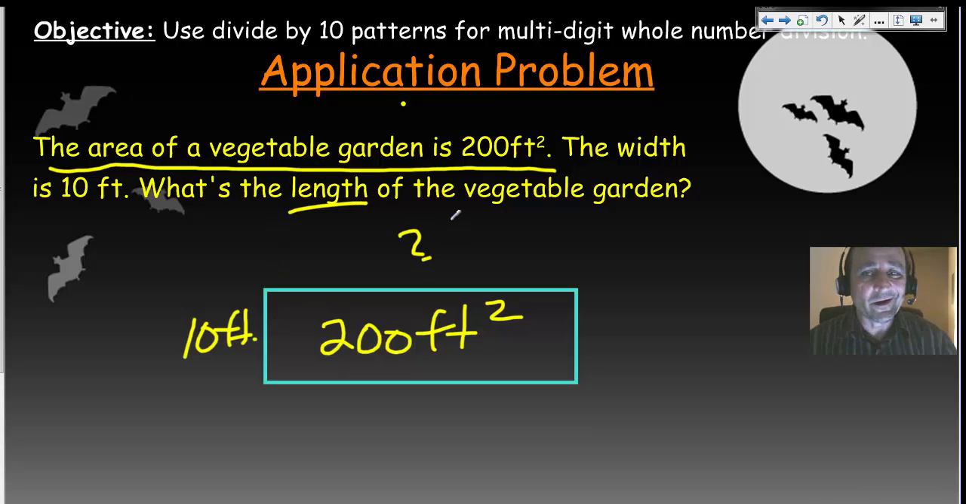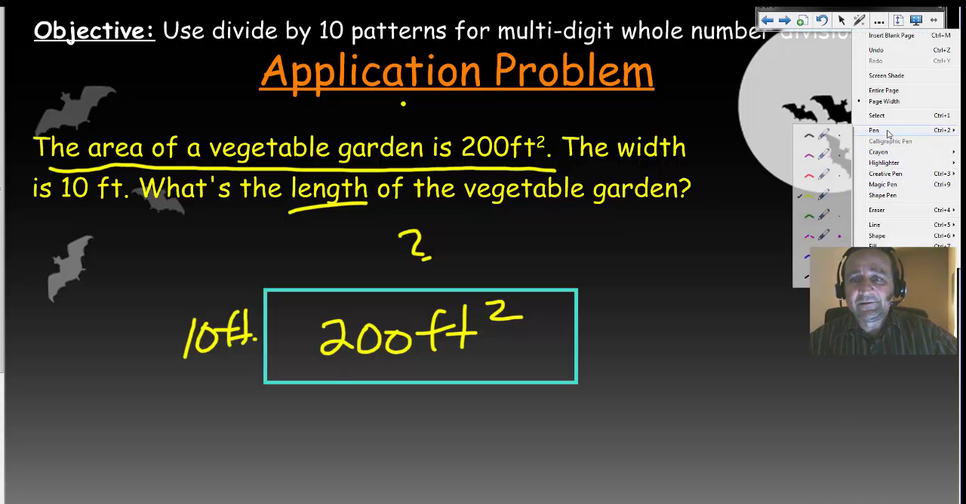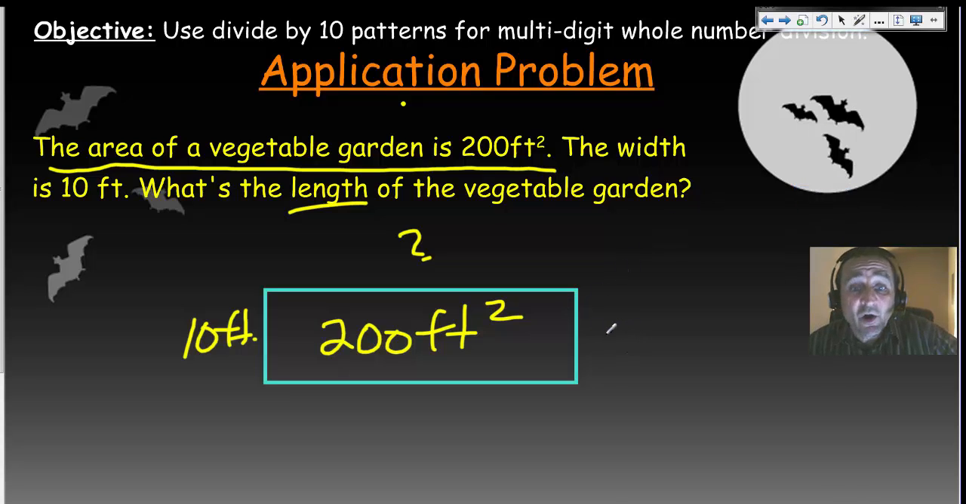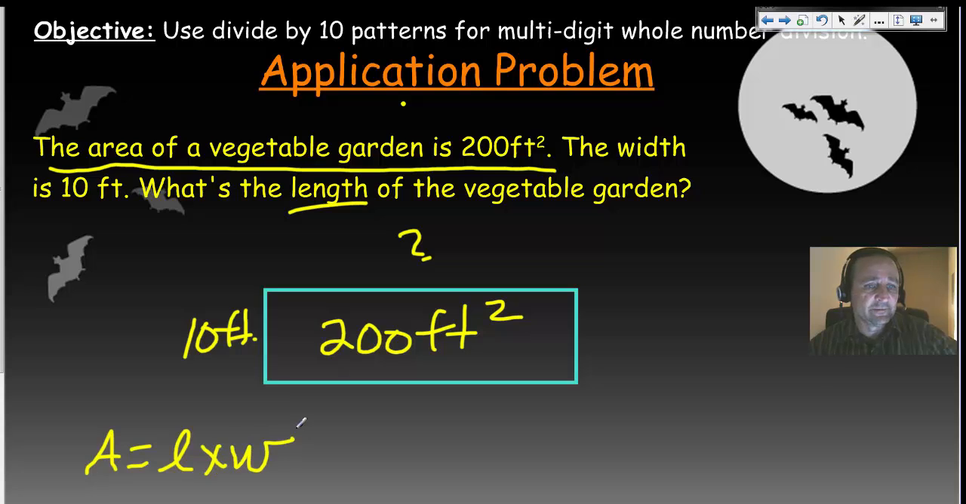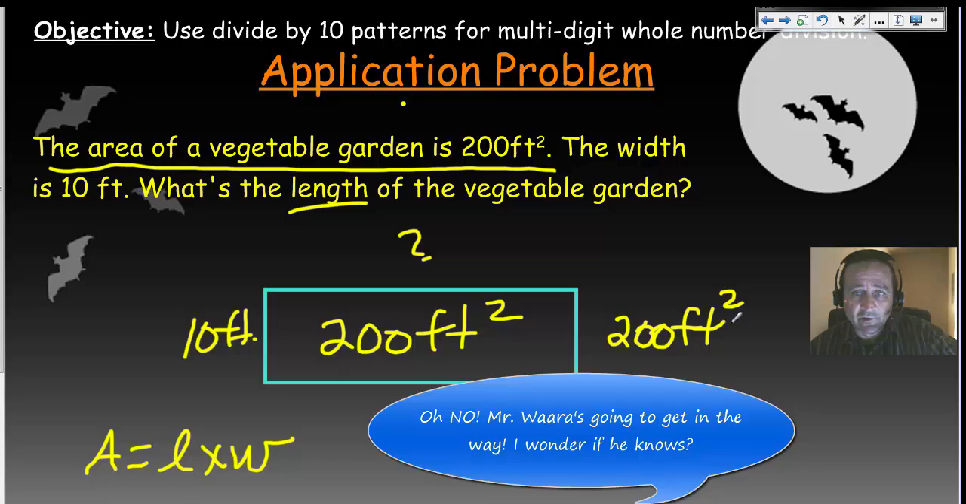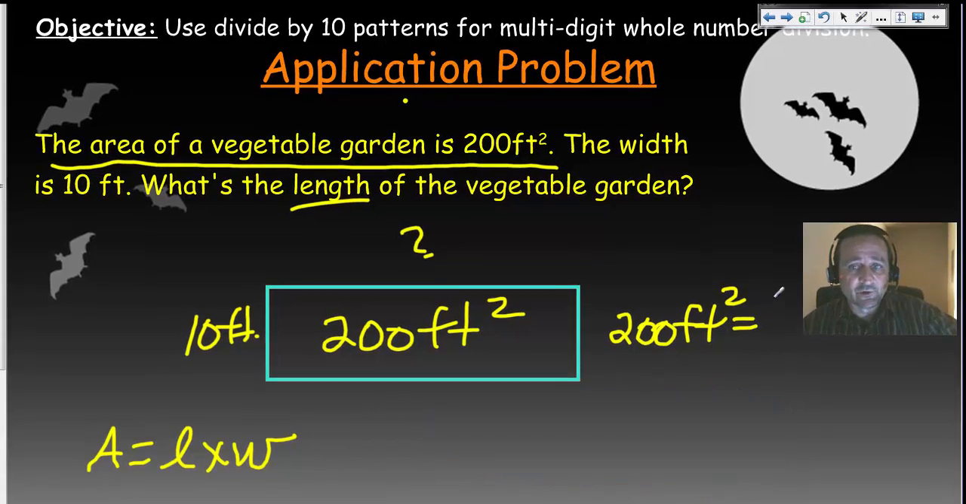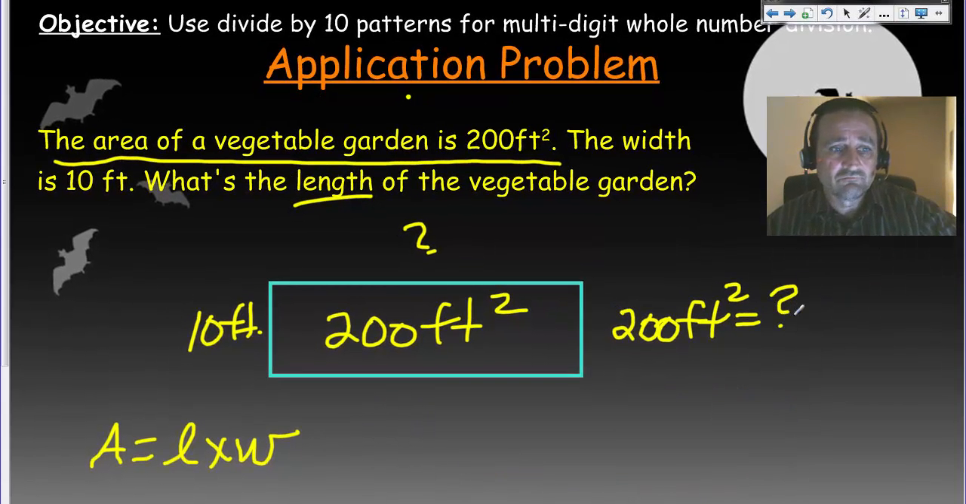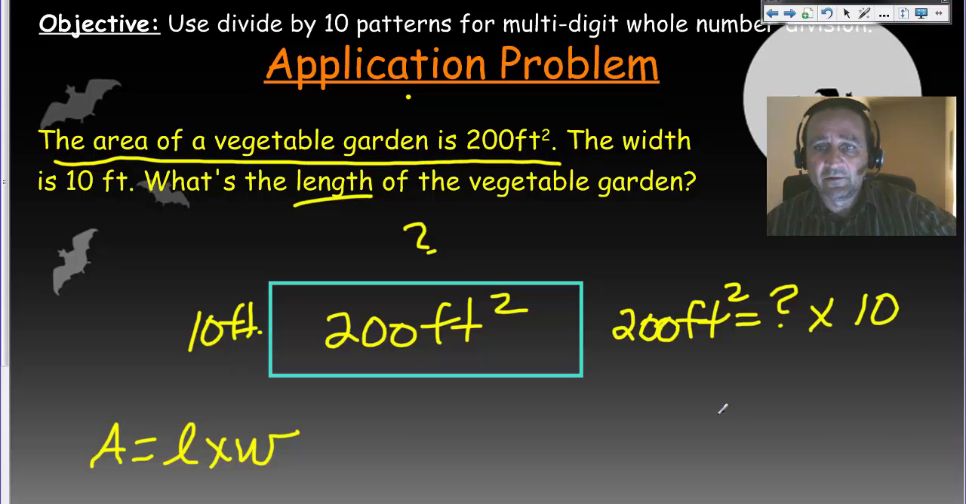Look at that. We're already on our way. My goodness, this is fun and easy. So what we could do here is look at this and say, well, if the formula for area, which we do know is area equals length times width, therefore we could say 200 square feet is equal to the length, which we don't know, times 10.